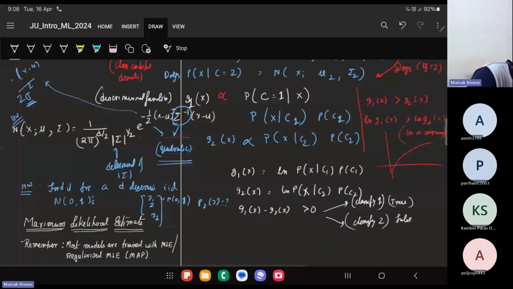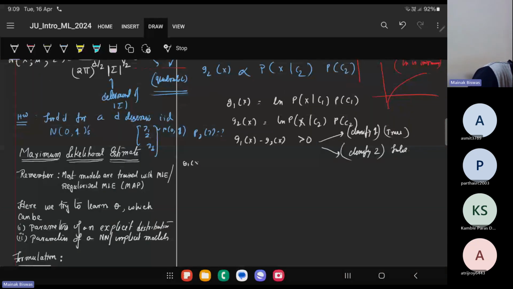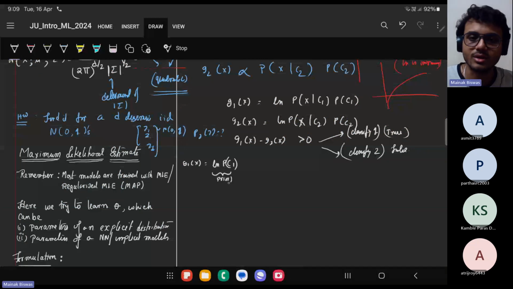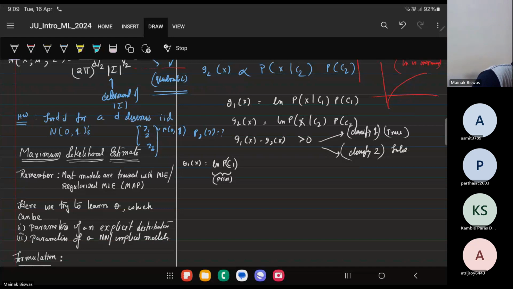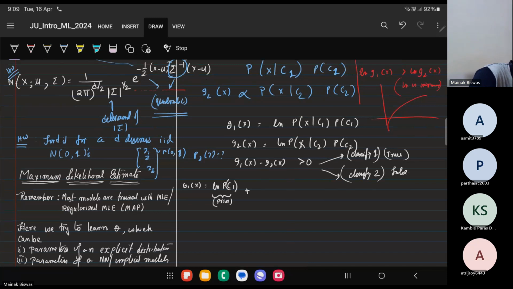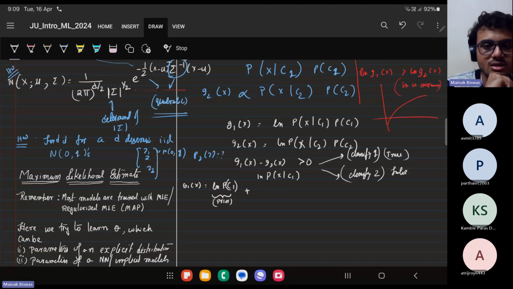Let us calculate this. What is G1 of X then? It's log of P of C1. C1 is the prior, right? We do not know the priors yet, but we'll keep them. Is it okay if I keep them? What else will I have? What is log of P of X given C1? Anyone? What is the value?